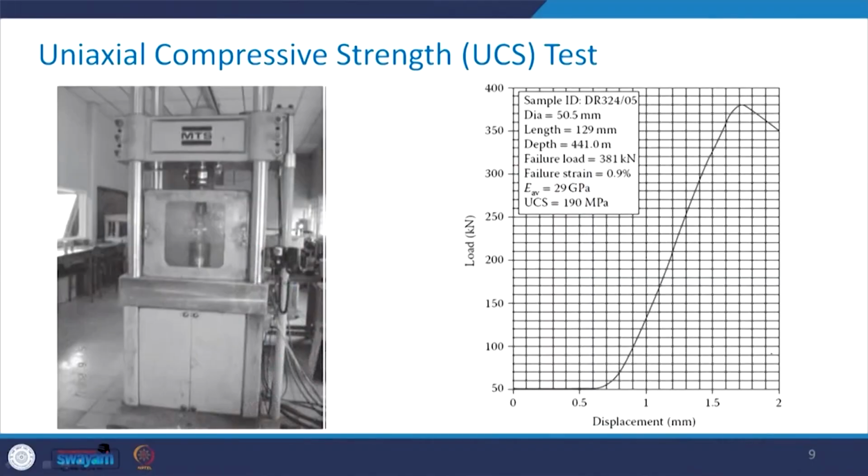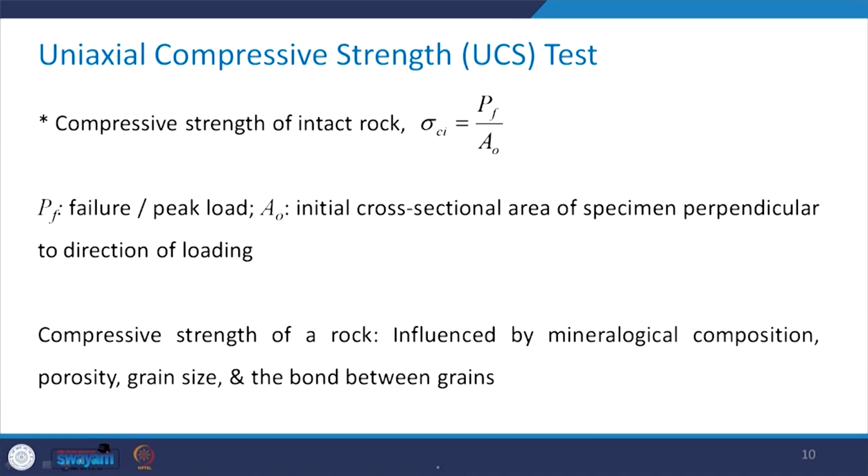This is the MTS machine. This has been taken from a textbook, and the result which you get from this UCS test will be in the form of a load versus displacement plot in this manner. How to analyze these test data? Let us see. Before we go for the analysis, first we will see how the test is conducted.